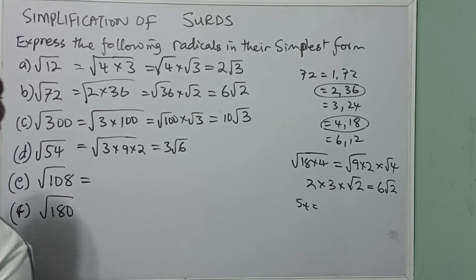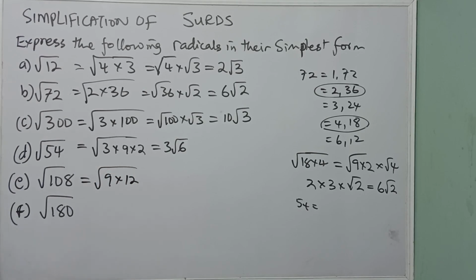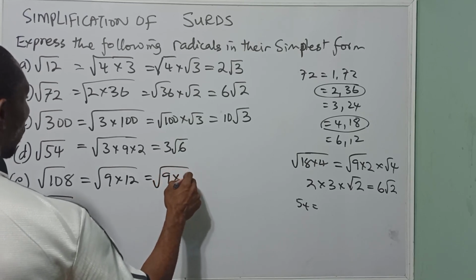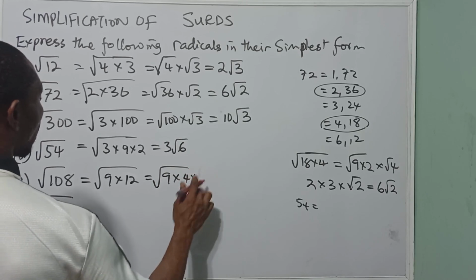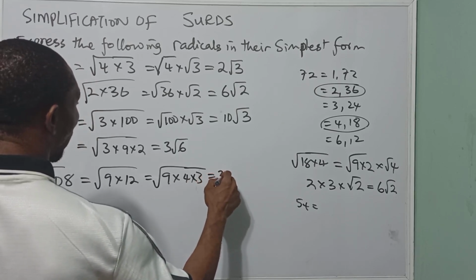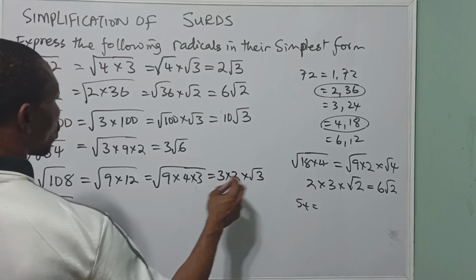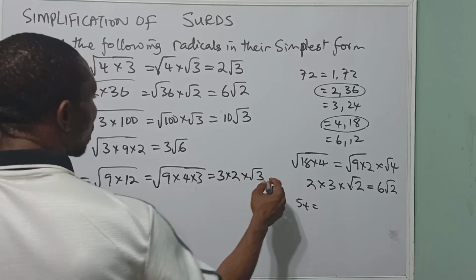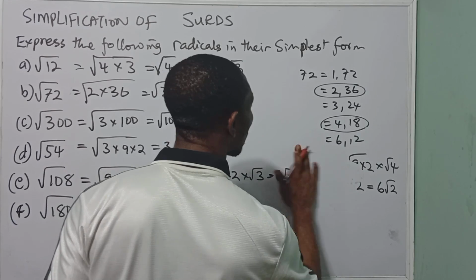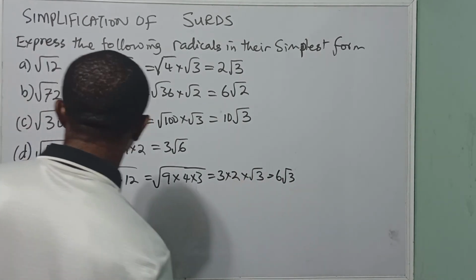Okay, next we have our 108. This becomes root 9 times root 12, but 12 can still be broken down to give us root 9 times root 4 times root 3. So root 9 will be 3, root 4 will be 2, times root 3. So our answer will become 6 root 3.